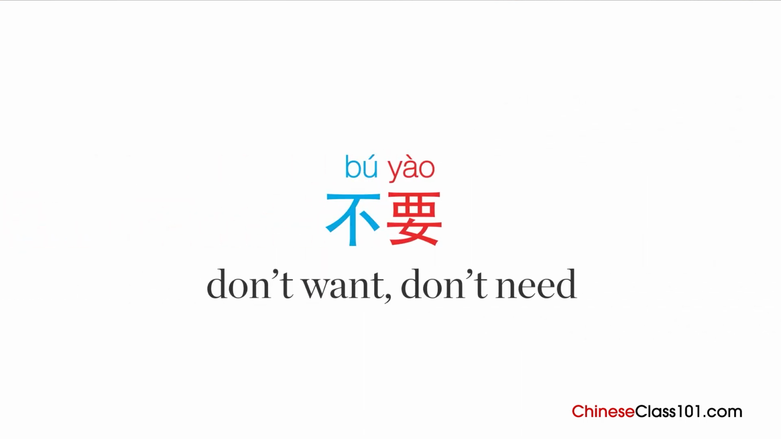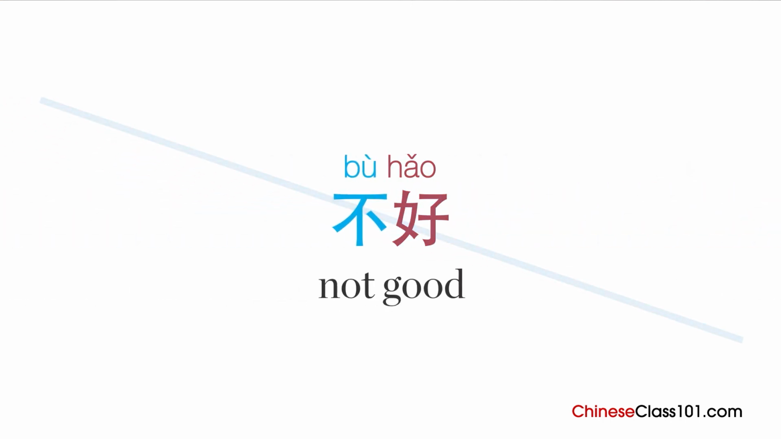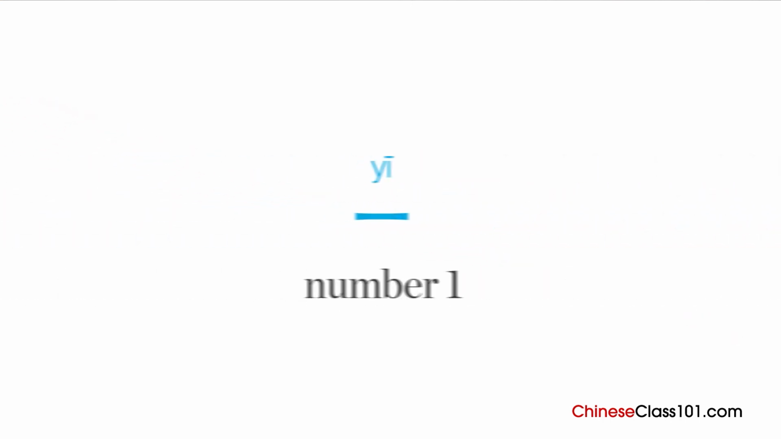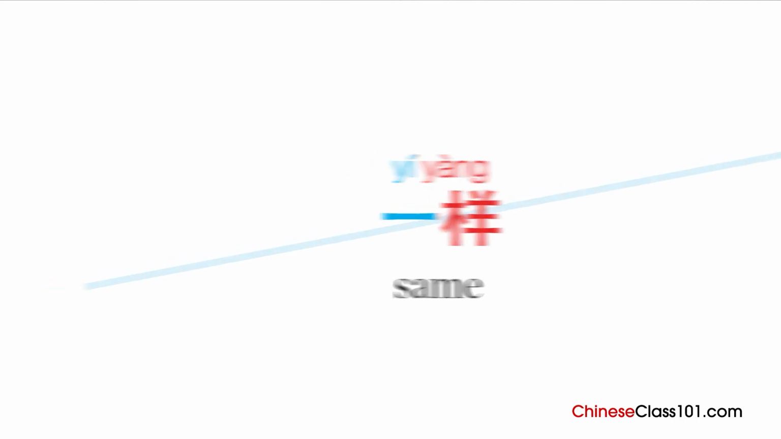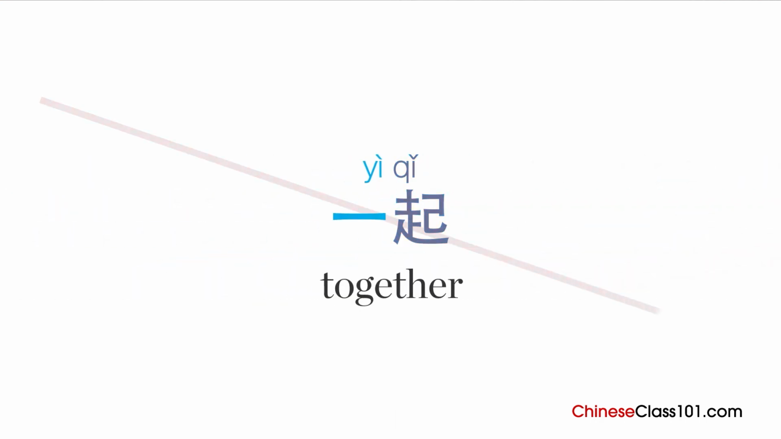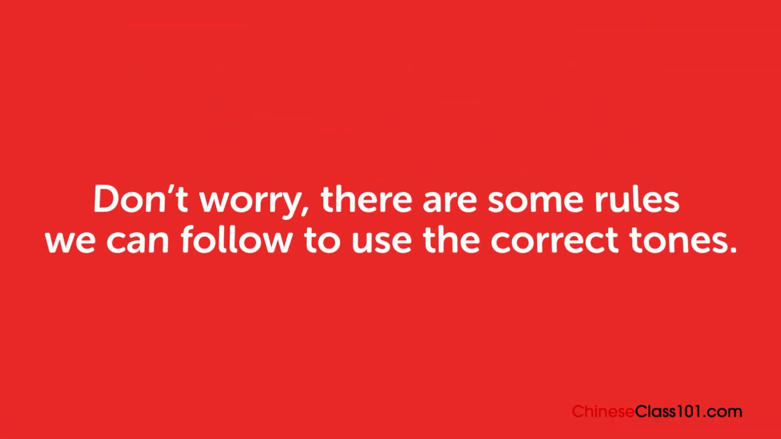For example, 不 is the second rising tone in 不要, but it's the fourth falling tone in 不好. 一 as in number 1 is pronounced as 一, but in 一样, it becomes the second tone. In 一起, it's the fourth tone. Seems very confusing, right? Don't worry, there are some rules we can follow to use the correct tones.